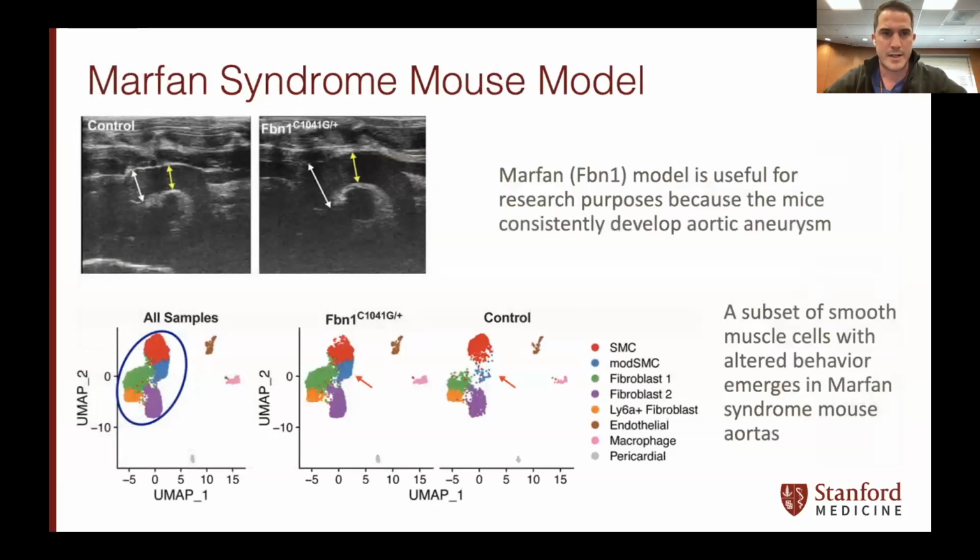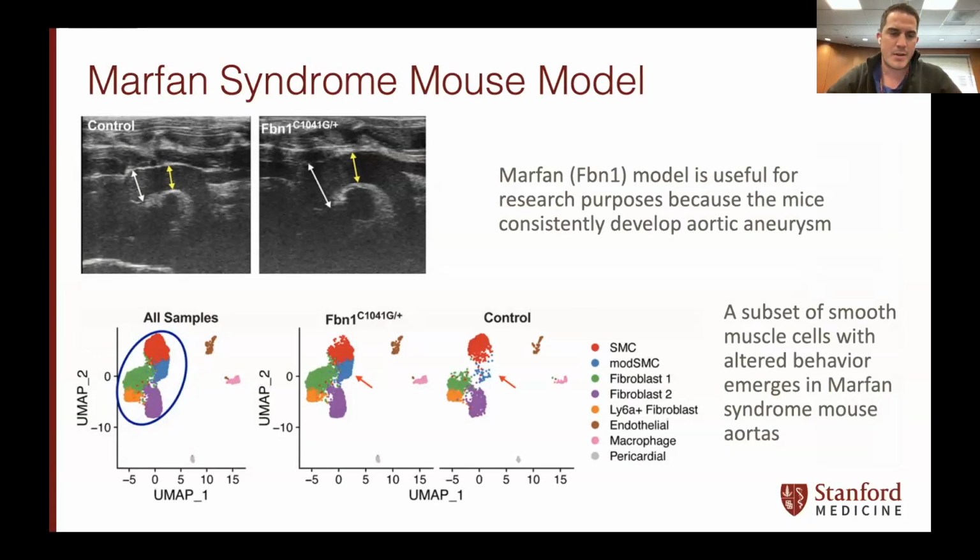I'll go quickly through one of the studies that we published recently using the Marfan mouse model. On the top left, you can see an echocardiogram, which is just looking at the size of the aorta. You can see that the Marfan mouse, labeled FBN1, has a much larger aorta, and this is an aortic aneurysm. We don't see dissections in these mice, but we definitely see large aneurysms, and we have found that to be a useful model to study this process. We did exactly what I just described. We took these aortas, digested them into single cells, and analyzed them.